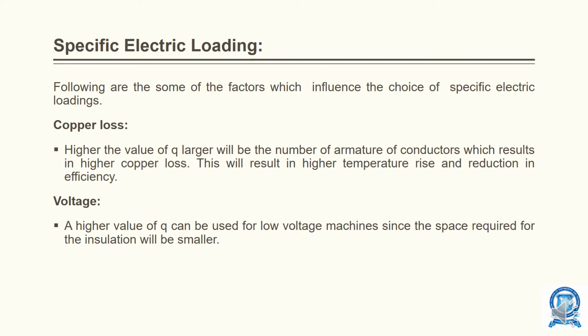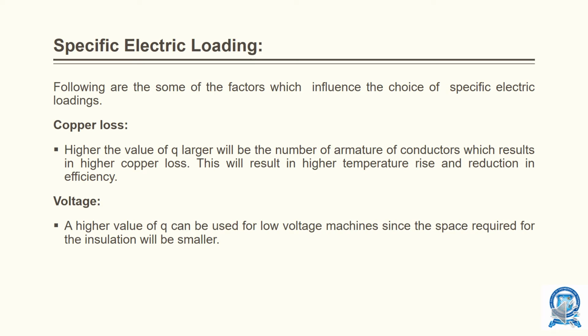The next one is specific electric loading. The electric loading is given by Z Iz divided by pi D. The following are some factors which influence the choice of specific electric loading. The first parameter is the copper loss.